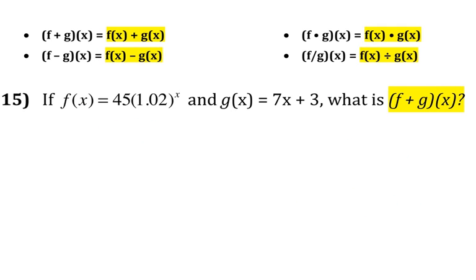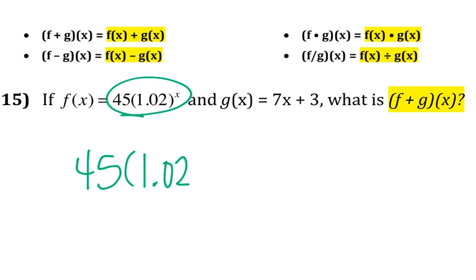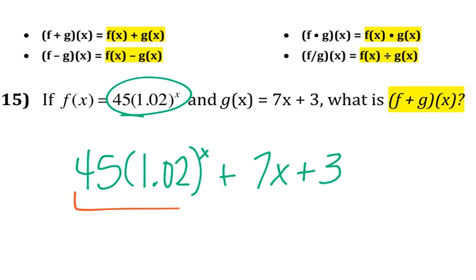Okay, number 15, we're going to do f plus g of x. So here's f of x. You might recognize this as exponential growth. We're going to add that to g of x. And if you look, this is one term because it's all combined with multiplication. And we talked about in a previous problem, we can't do anything with that.